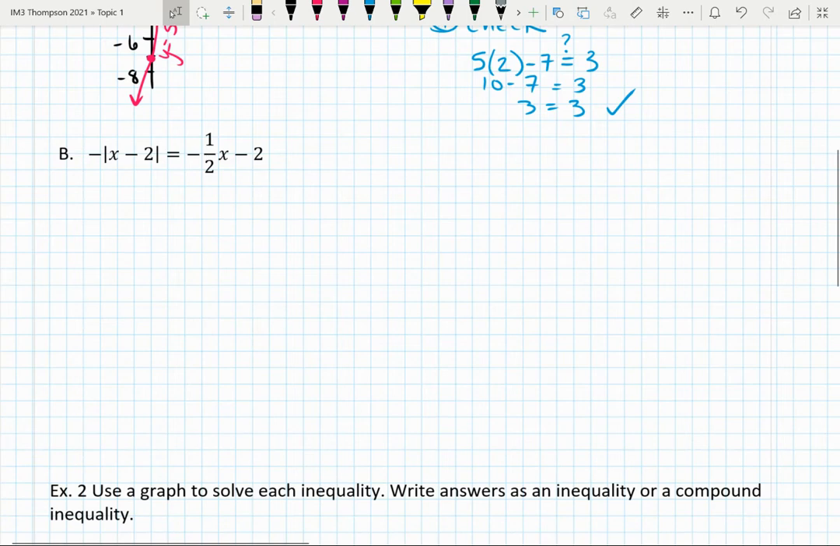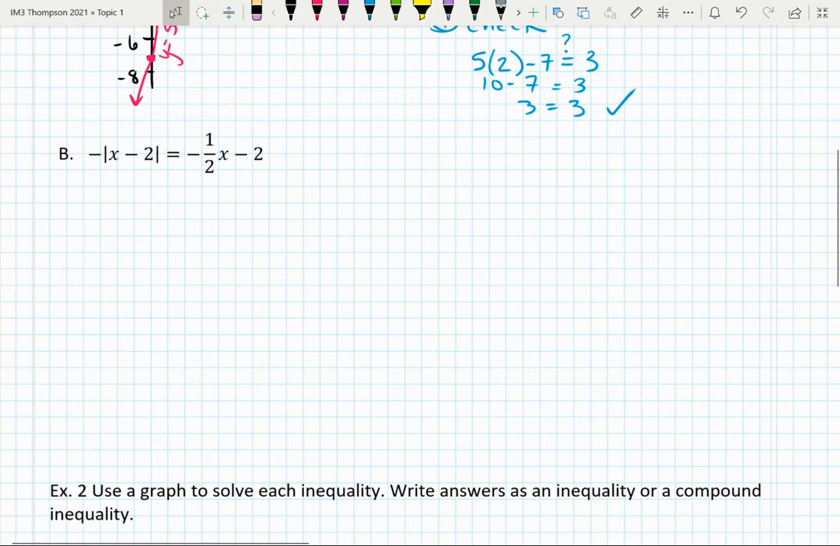Okay, are there any questions that I can answer before we move on? If that problem seemed fast, this is your chance to slow me down and ask a question. Okay, so the next one. B. Now I have negative absolute value x minus 2 and absolute value is equal to negative 1/2 x minus 2. I'm going to solve it using the same steps.